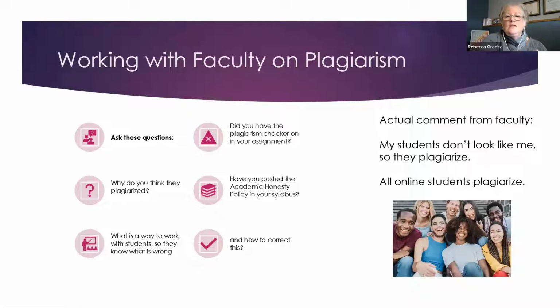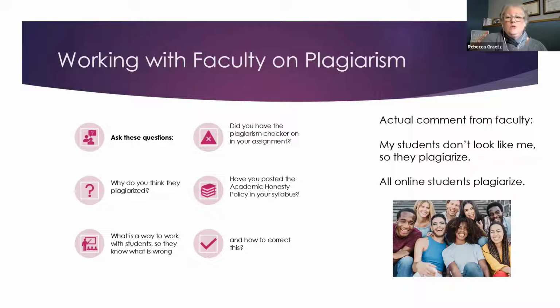Okay, so working with faculty on plagiarism, ask these questions. Do you have the plagiarism checker on an assignment turned on? A lot of times I hear the answer is, well, no. Well, why not? Well, because we have zero tolerance. And if I catch somebody who has plagiarized something, then I have to report it and then they might get expelled from school. So that's something to think about.